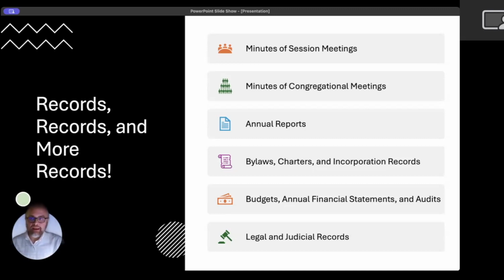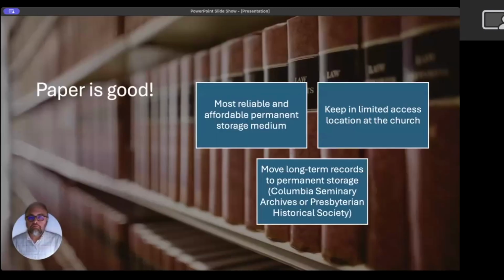And to that end, paper is good. I'd even say paper is king. It is the most reliable and affordable permanent storage medium. You need to keep the paper in a limited access location at the church. You're not trying to keep these secret from people. You are trying to make sure that they don't get lost or messed with.